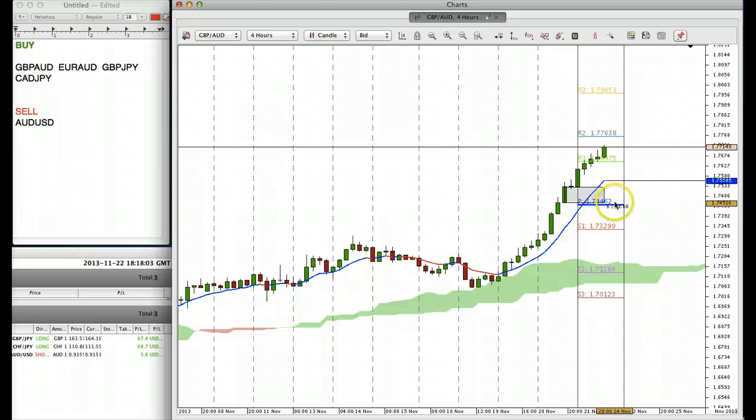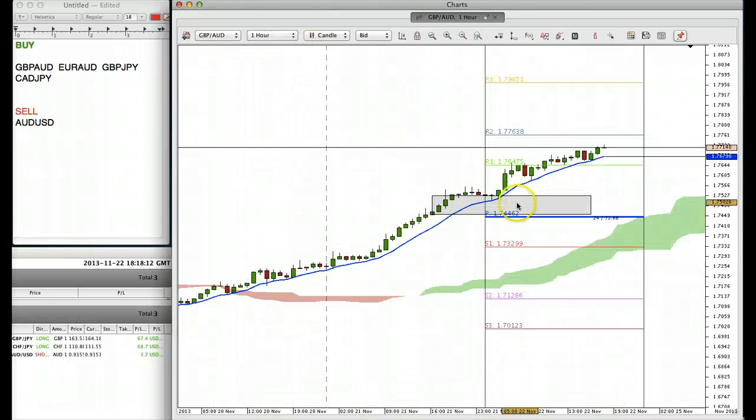Price was above the central pivot point, above the Ichimoku cloud, and above the moving average line. On a 4-hour chart, we check this on a 1-hour chart. Same thing. Price is above the cloud, above the central pivot point, and above the moving average line. We take a trade. What is the projected range?